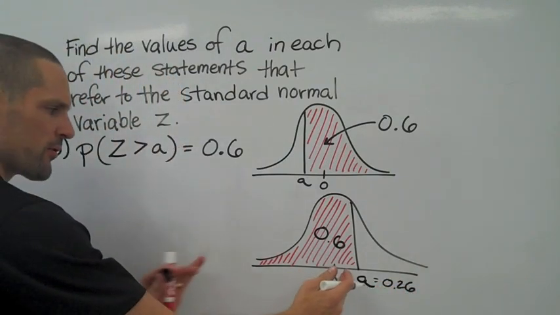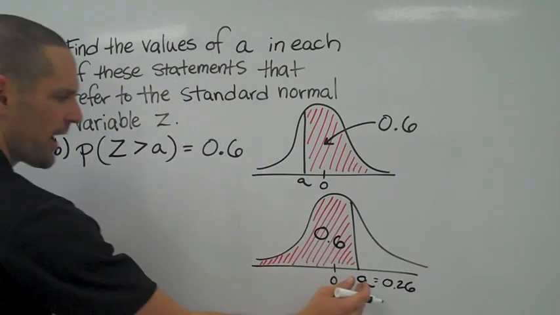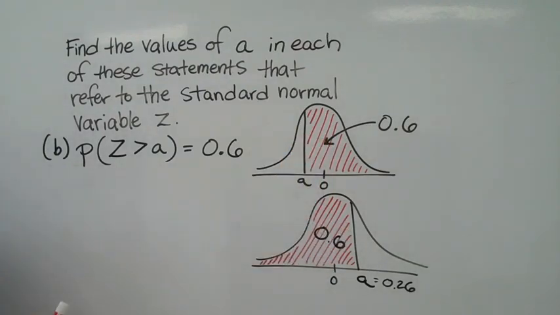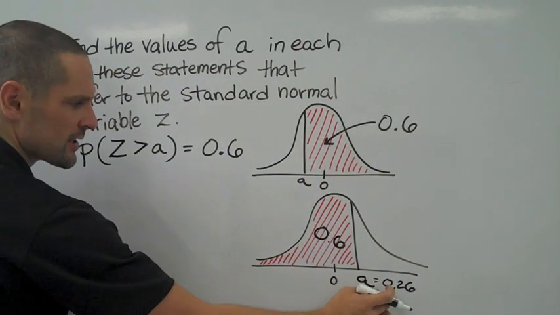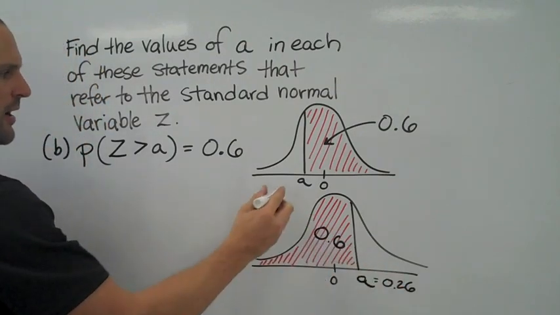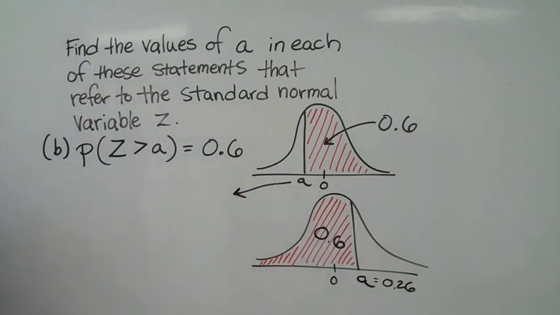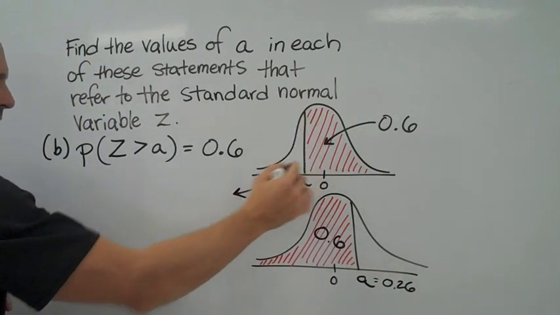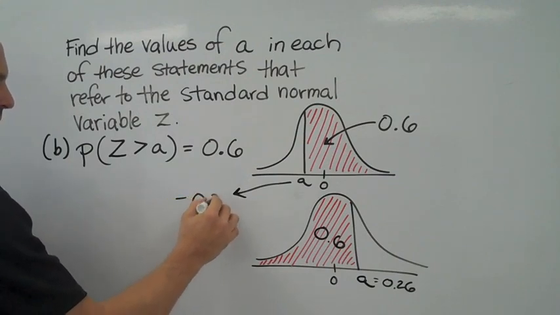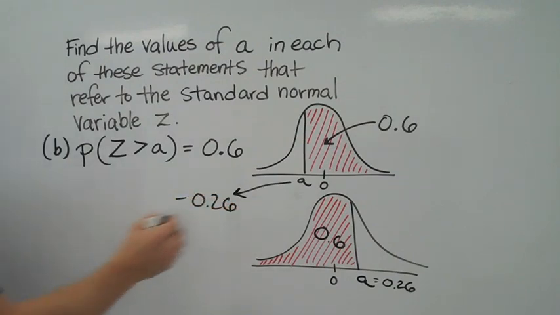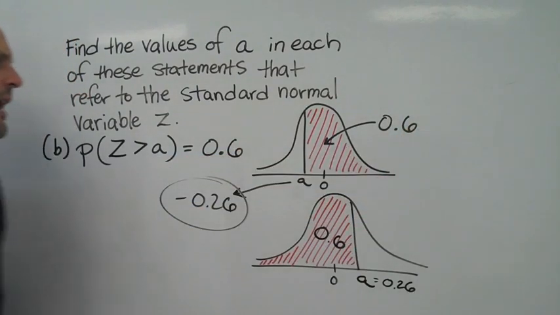Which makes sense. It should be a little bit greater than 0, but not too far ahead of 0, given that 0 has 50% here and 50% greater. Well, if my a value is 0.26 for this picture, you'd have to make the jump that a here will be negative 0.26, or thereabouts, by symmetry. And of course, yes, we would expect a to be to the left of 0 here because we want 60% of the data to the right of a.